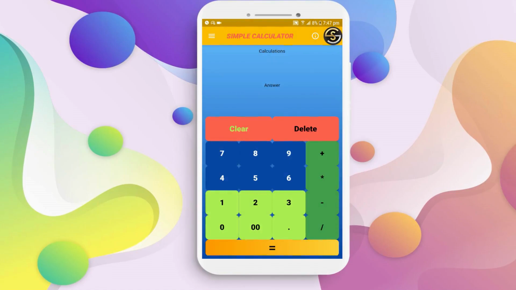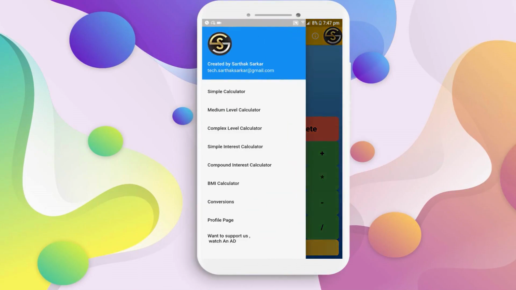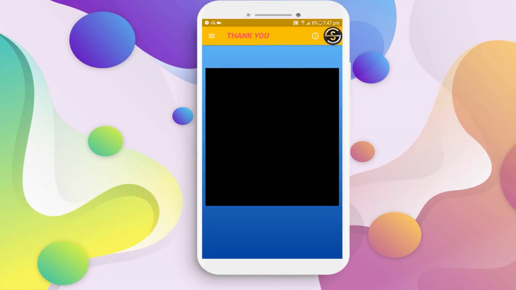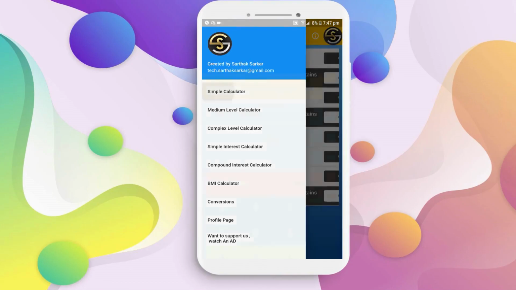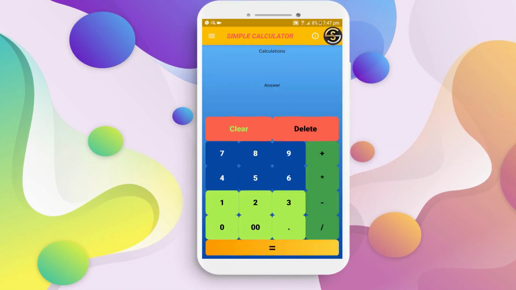Let's say you are very impressed with the application and would like to help us. We have a page just to watch advertisements that will help us to make more applications just like this one. Or you could give us a 5-star review on Google Play Store and share it with your friends and family.